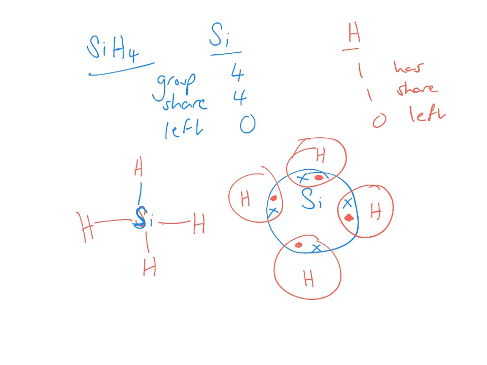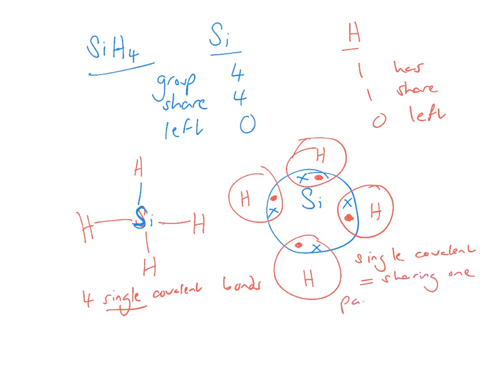So we've got 4 single covalent bonds. They're single covalent bonds because we're only sharing 1 pair of electrons between each silicon and hydrogen.